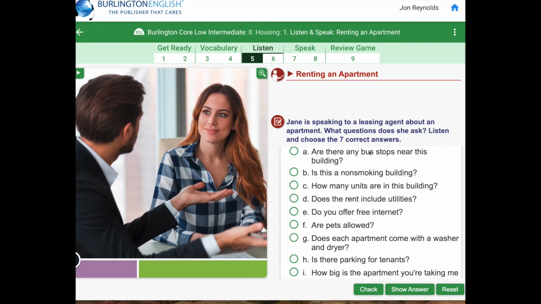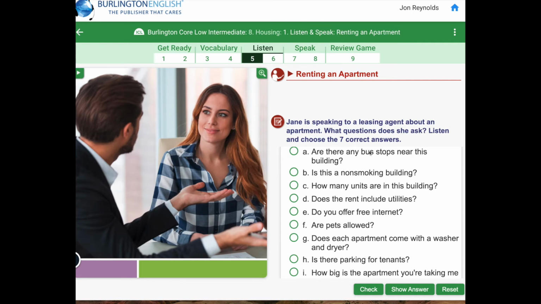I'm the leasing agent, Bob Green. Nice to meet you. I'm Jane. Nice to meet you too. I'm going to show you an apartment on the 2nd floor. It's a 2-bedroom apartment. It's one of our nicest units. Can I ask you some questions about the building and the neighborhood before we go see it? Sure. What would you like to know? Are there any bus stops near this building? I don't have a car. Yes, there are 2. The closest bus stop is across the street. There's another one on Ferry Street. That's great for me. What else would you like to know?